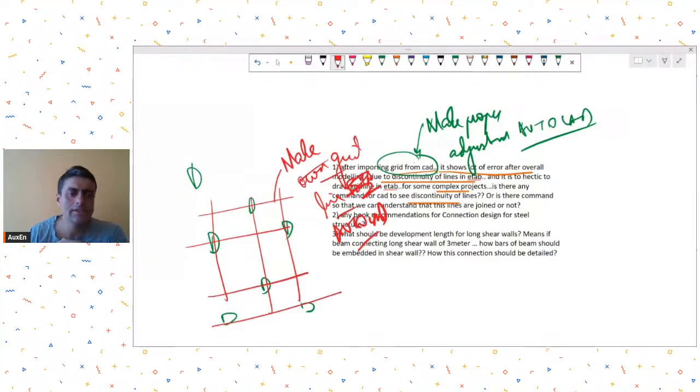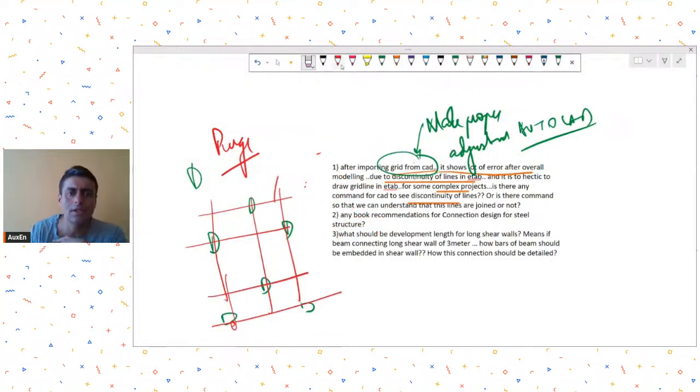Once you make these grid lines, then shift your drawing to 0, 0, and then use the purge command so that all unnecessary things are gone, and then import this to ETABS using the import architectural grid option. Okay, so that you do. And the more proper work you do in AutoCAD, the less problems you will face in ETABS. Otherwise, if you blindly start importing things from AutoCAD, you will face problem in the ETABS later on.